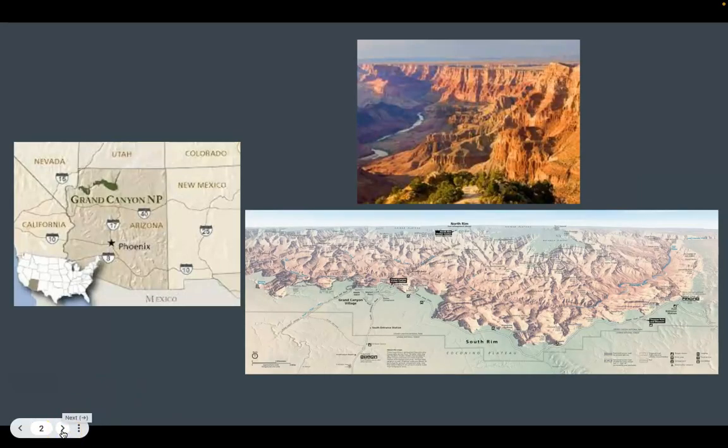So the first thing that we're going to talk about is the location of the park, and as you can see, it's located in Arizona, right here, the state of Arizona, and the Grand Canyon is this green figure right here. This is the map of the whole United States to show you where Arizona is, and then we zoom into Arizona and show exactly where the Grand Canyon is located.